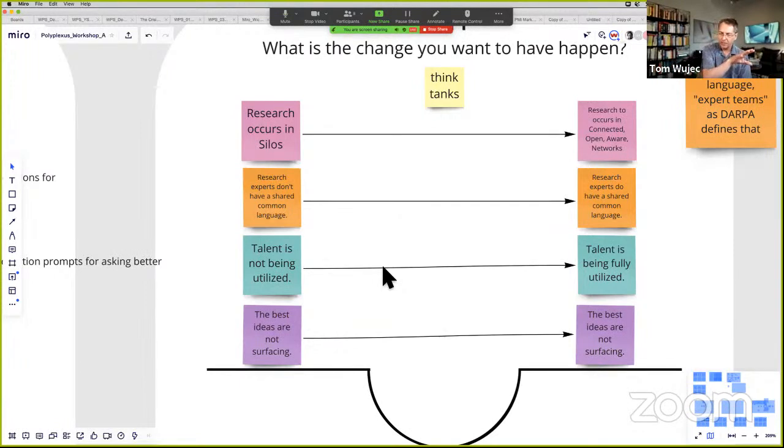So you see the gap, and then you can insert the tools that will address the specific problems underneath. Research doesn't have a shared common language. Research experts do have a shared common language. If that actually is one of the core shifts, we then produce diagrams to show the shift, and to help people make the shift. Is this making sense? Yeah. Okay. Talent not being utilized, fully being utilized, and so on.